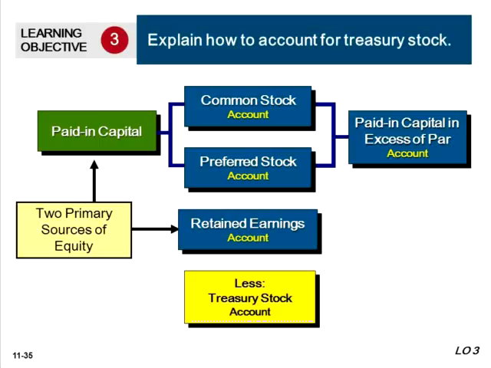Now we need to consider treasury stock. Treasury stock is common stock that had been initially issued but is now bought back by the corporation with the intention of reissuing it in the future. So if you look at this flow chart, if you look at treasury stock, it says less treasury stock account. What that means is that the cost basis in that treasury stock account will reduce total stockholders' equity.